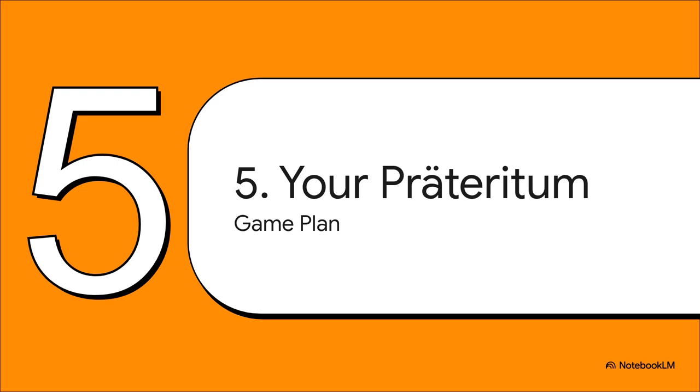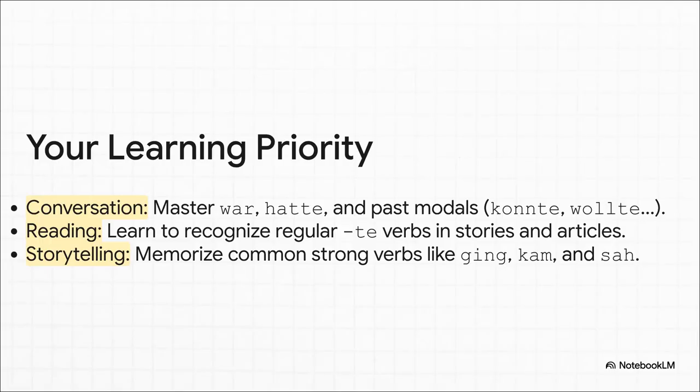Okay, wow. We have covered a lot of ground here. We've gone from the conversational essentials to the regular te verbs and all the way to those dramatic, vowel-changing strong verbs. So, how do you actually learn all this stuff without getting overwhelmed? Let's put it all together into a super clear, actionable game plan. Here is your roadmap. This is what you should focus on in order.